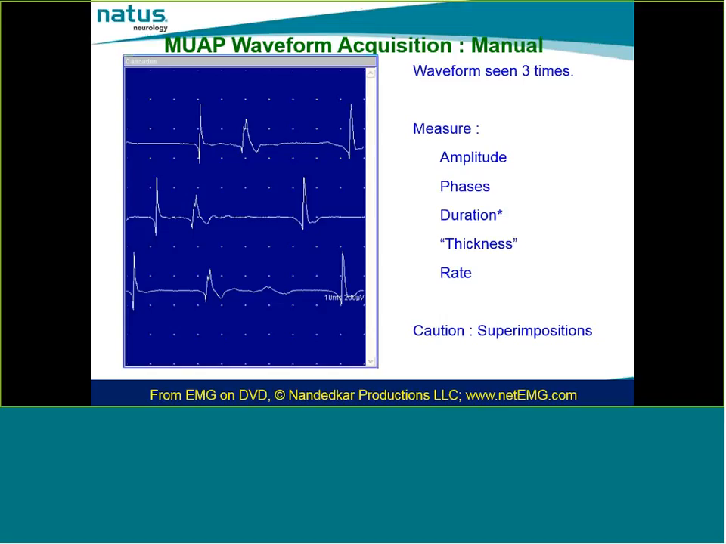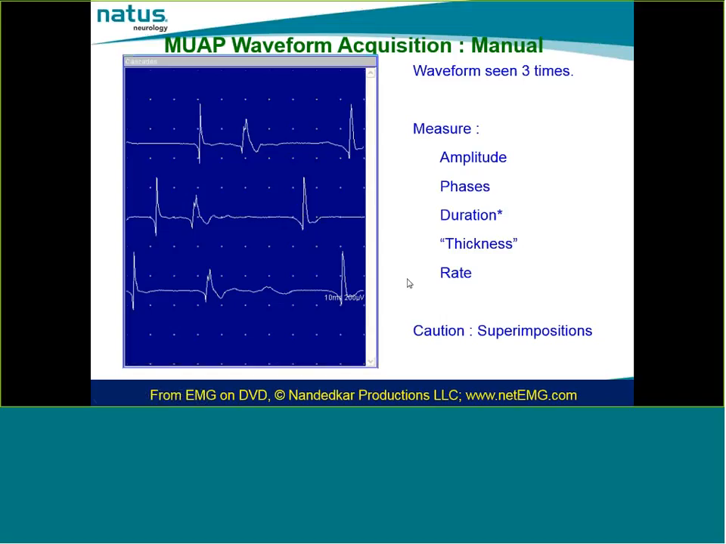And finally, we can measure the duration, which is the time from when the potential starts, so somewhere over here, to when it stops somewhere over here. This potential is about 1 division or slightly longer. The calibration is 10 milliseconds per division, so the duration of this potential is a little bit more than 10 milliseconds.